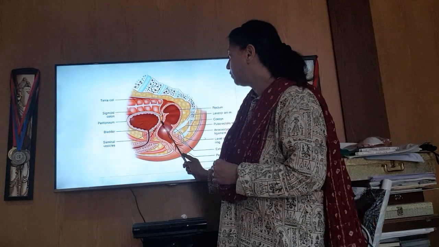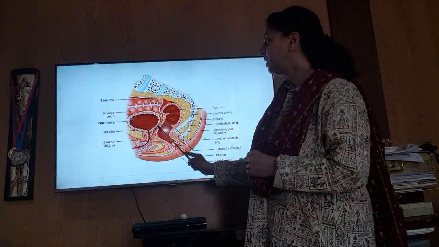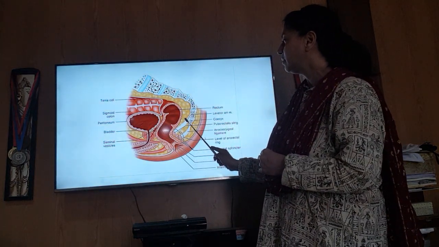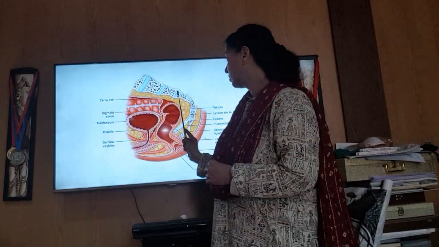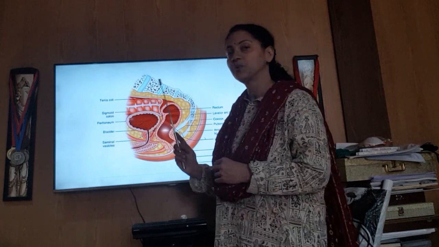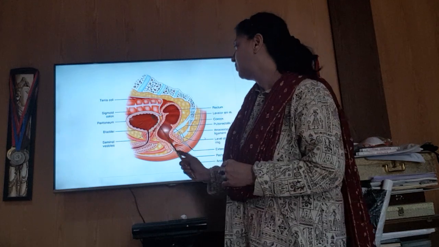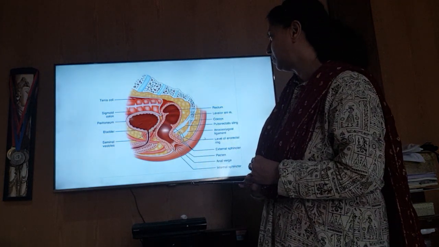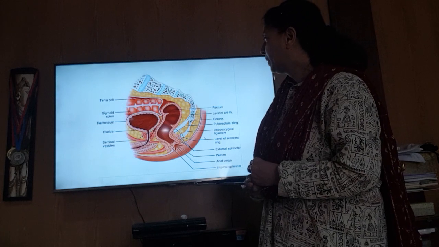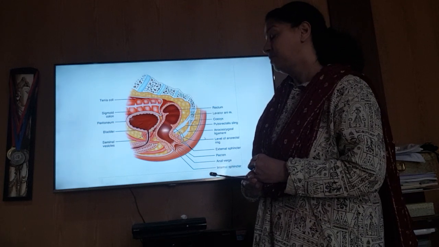So that is fascia of Waldeyer. So fascia of Denonvilliers is present anteriorly, fascia of Waldeyer is present posteriorly between the bones sacrum and coccyx and posterior wall of rectum. So these were the main supports of the rectum. Now the applied anatomy of rectum.